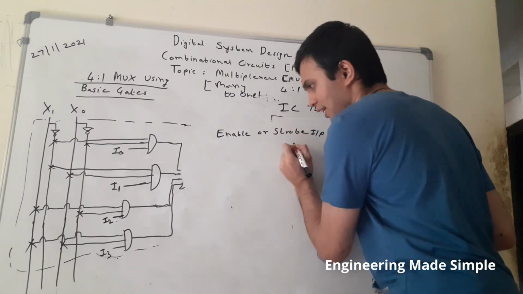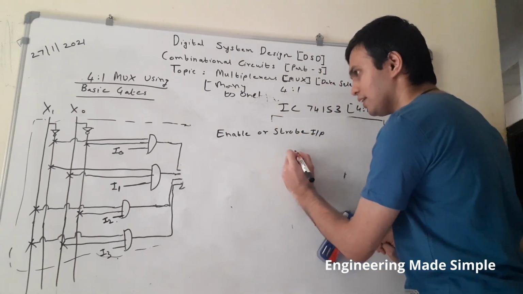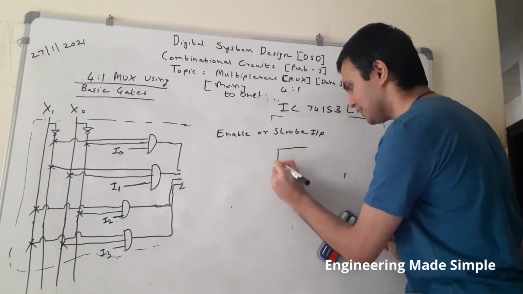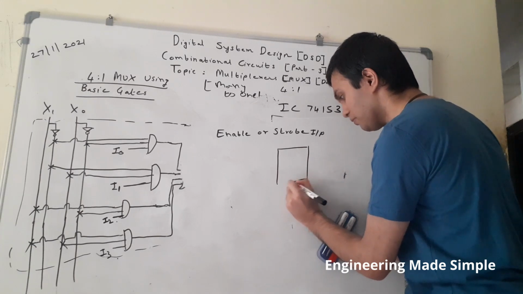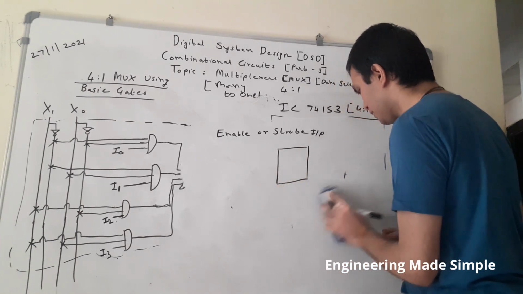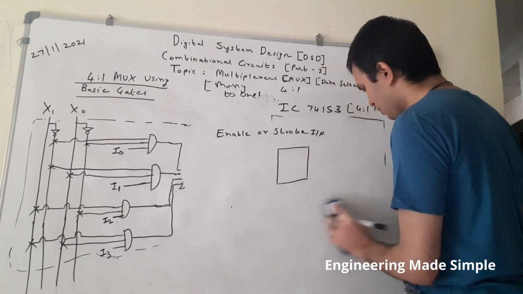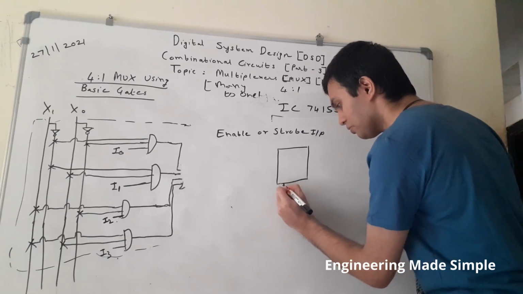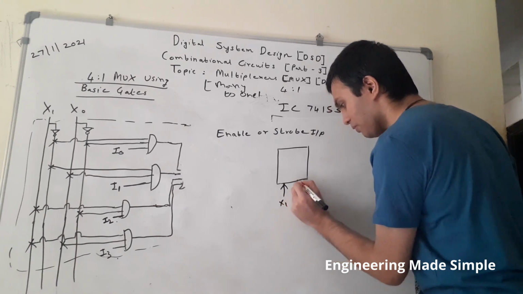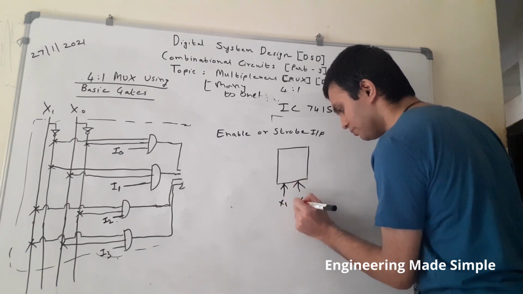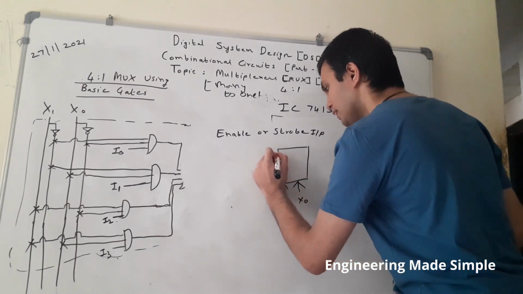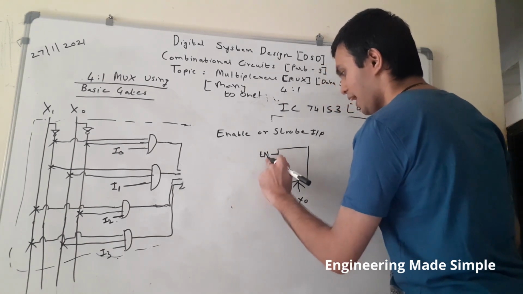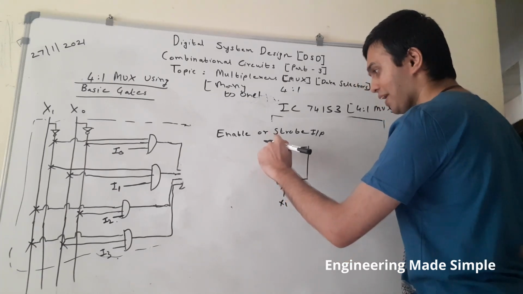in a multiplexer? Enable meaning it is like an activator control to your multiplexer IC. So now this is your 4:1 mux. As it is a 4:1 mux, it will have two select lines x1, x0, and one enable input, enable or strobe. Here I have written EN and there is no bar on top of it.